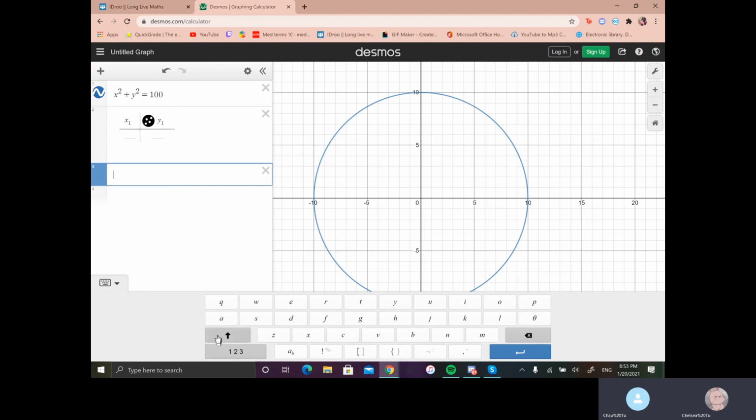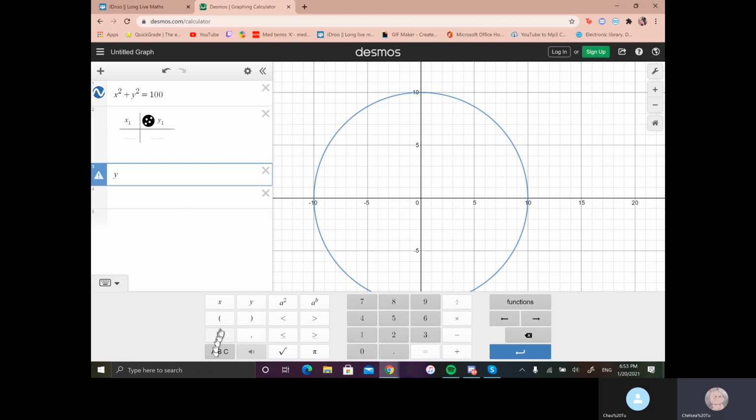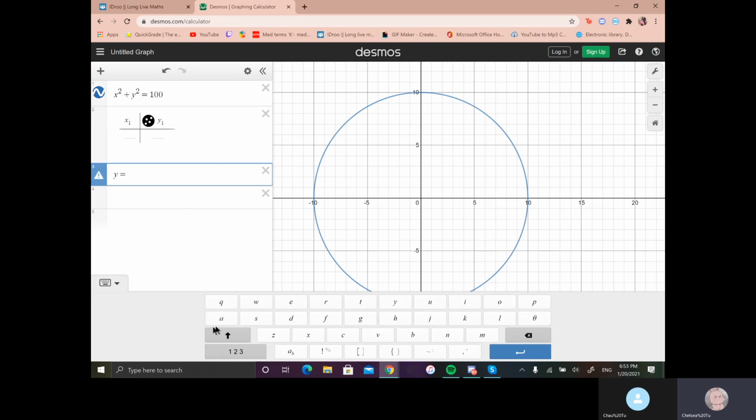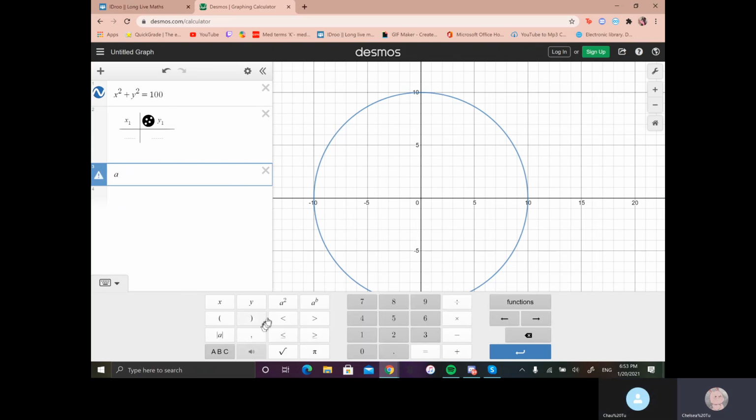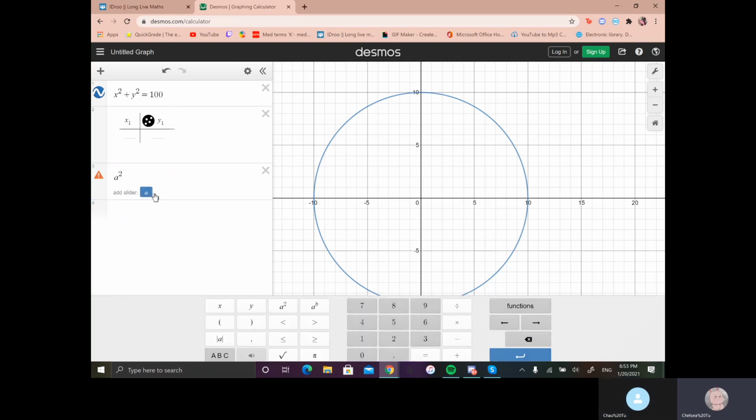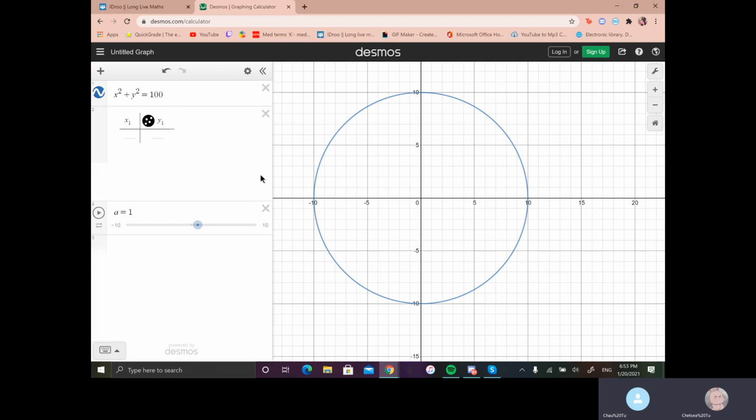How do I add a slider? I don't know. You just press A, I think. A by itself doesn't work. So, add a slider. Okay, leave that there.